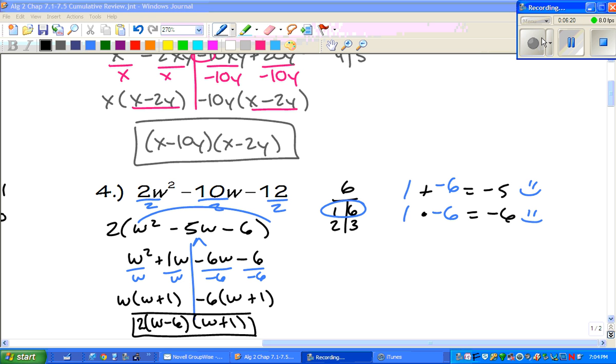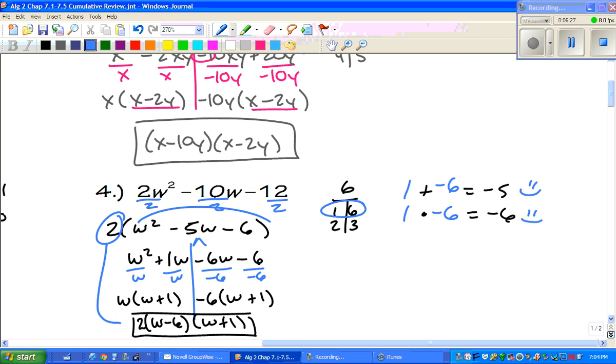Okay, and when you're all done, you should get 2, w minus 6, w plus 1. Key thing, don't forget about that 2. I almost did. That's why it looks so tiny. Okay?